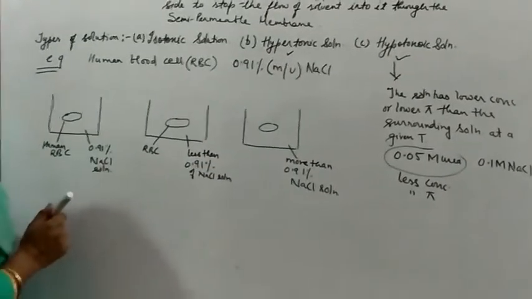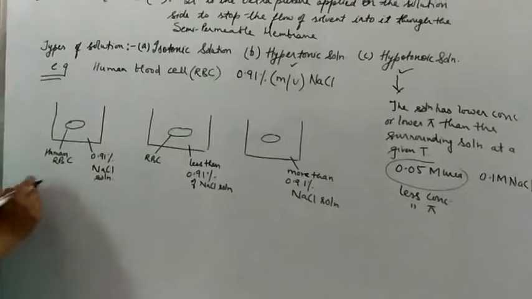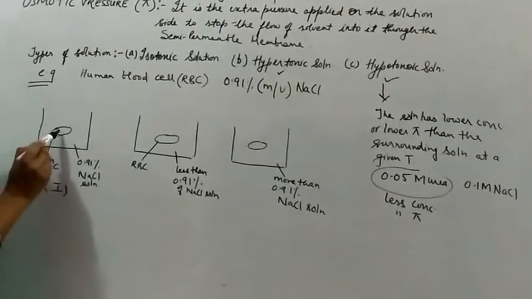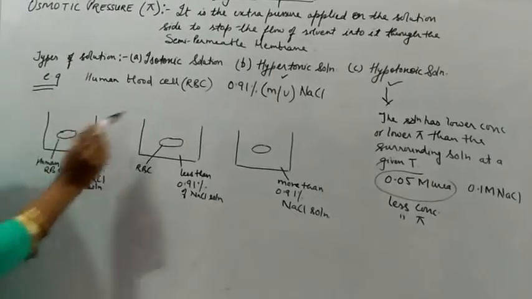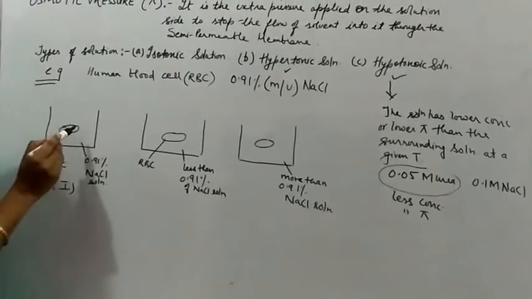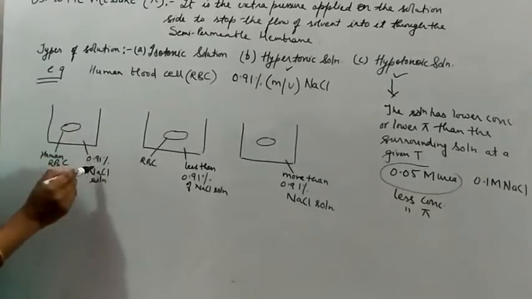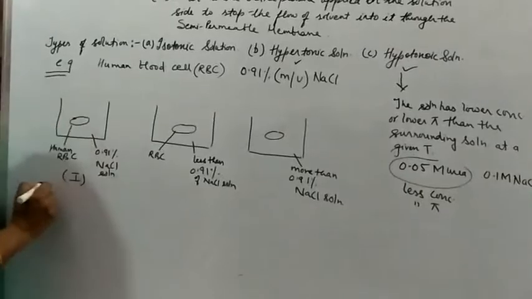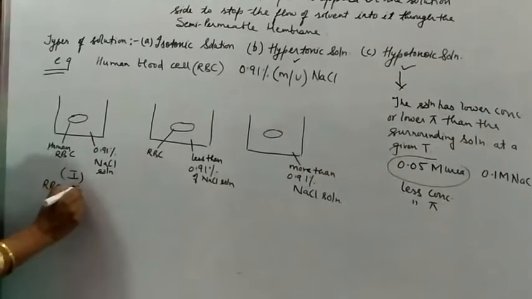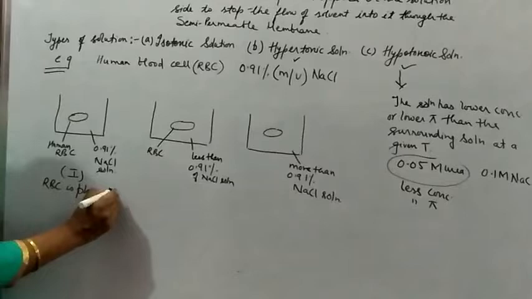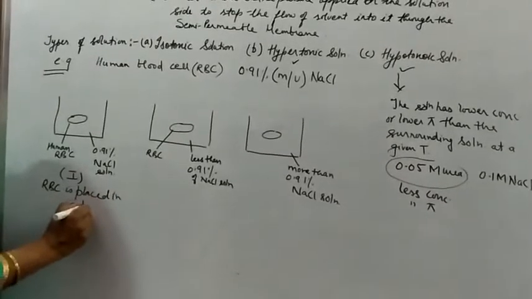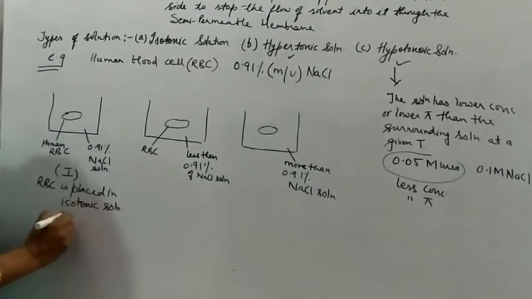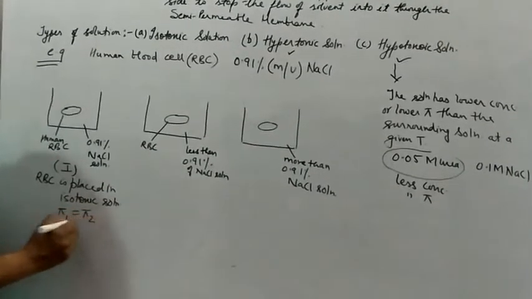So in the first case, what we observe is that the RBC has the concentration 0.91. So here the concentration of the RBC and that of the NaCl which is surrounding is the same. So here the RBC is placed in isotonic solution. That means here pi 1 equals pi 2.